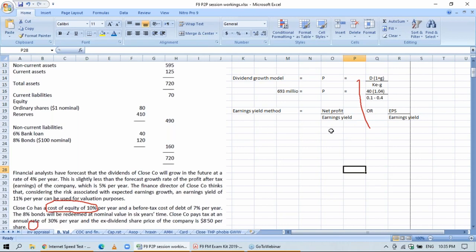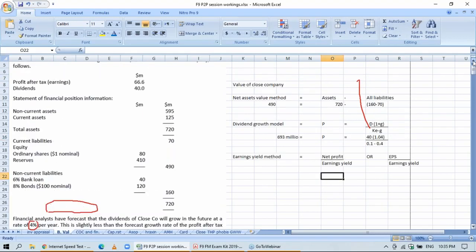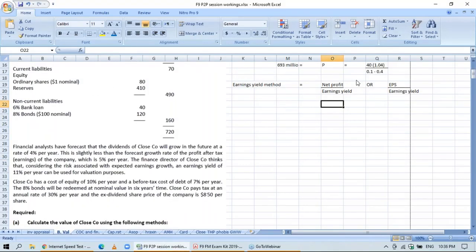So over here, we need to know the price of the whole company. So we'll use the earnings. So earnings given here is 66.66 in this question. Earnings, there's a net profit, right? So as per the question, the net profit is 66.6. And the earnings yield has been given as per question.